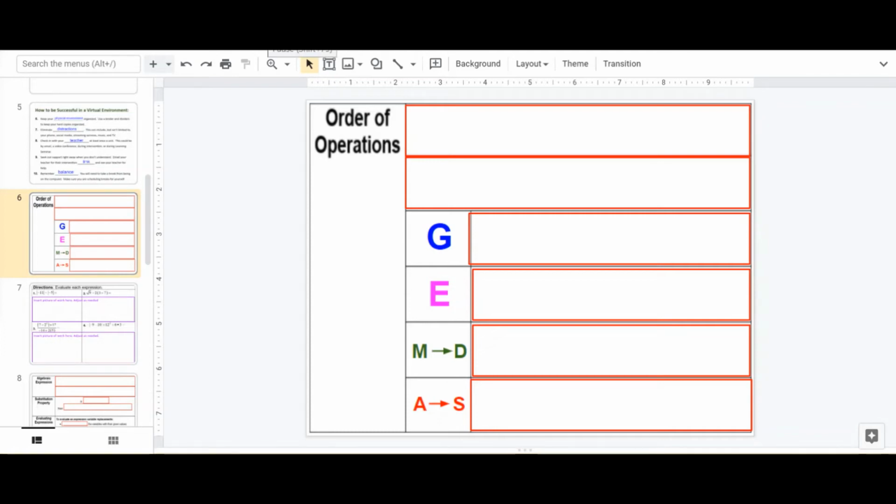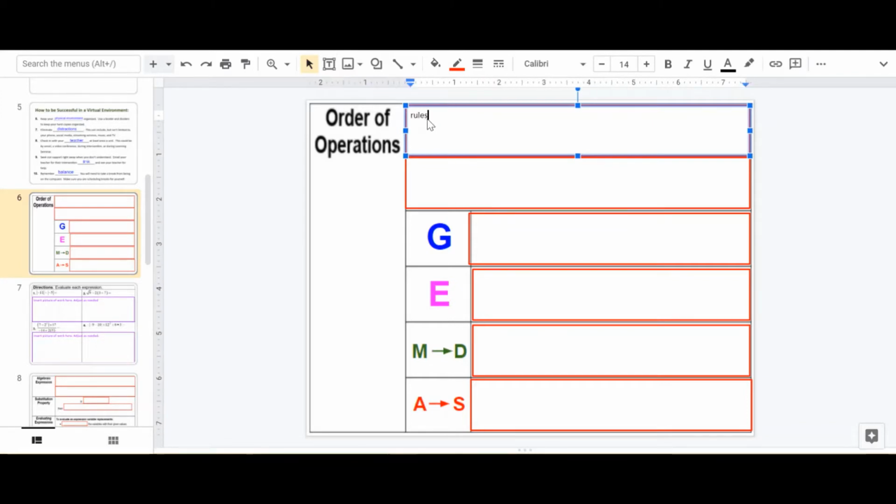We're going to be taking notes on order of operations. You should be on slide 6 of your notebook. What are order of operations? They are rules that dictate the steps in evaluating an expression.